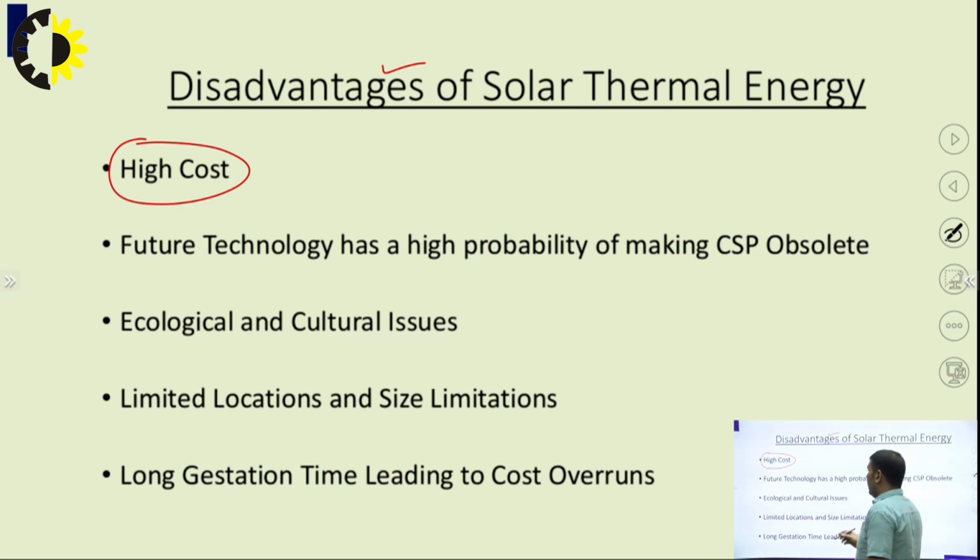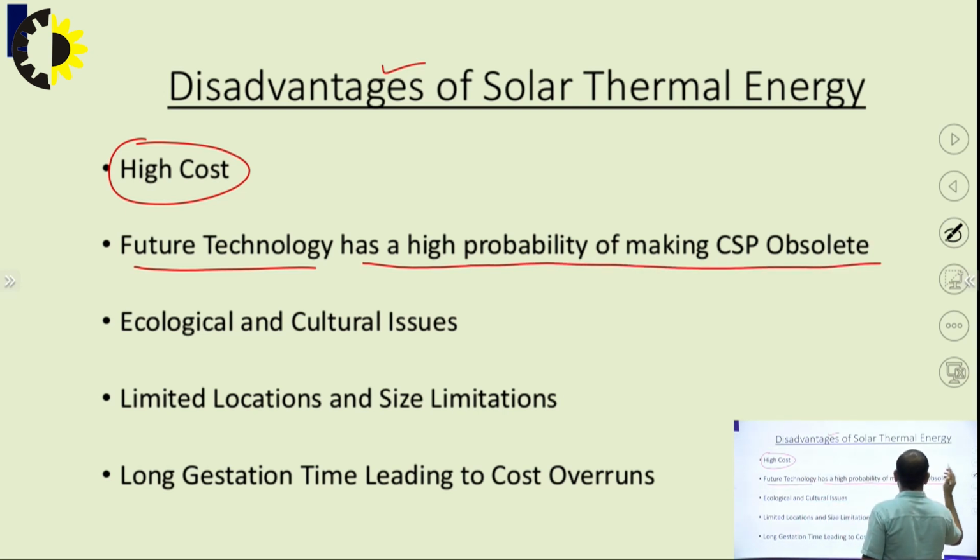Then the next point is that future technology has a high probability of making CSP obsolete. Okay. And next, ecological and cultural issues are there. The next one is that limited location and size limitation are there.